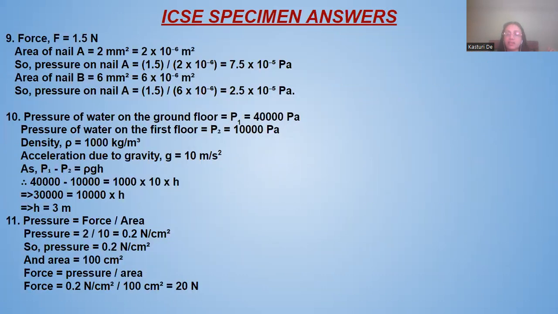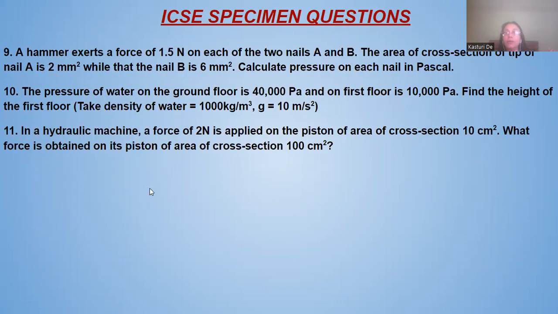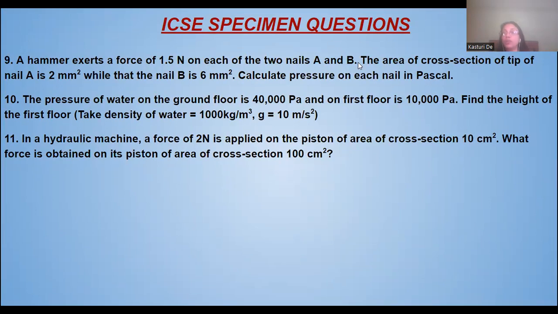Okay. Next question is, a hammer exerts a force of 1.5 Newton on each of the two nails A and B. Two nails are there, A and B, on which the hammer exerts a force of 1.5 Newton on both. The area of cross-section of the tip of A is 2 millimeters square and of B is 6 millimeters square. So the difference is between their cross-sectional areas, but the force is the same on both of them. So calculate the pressure on each nail in Pascal. What will be the answer?